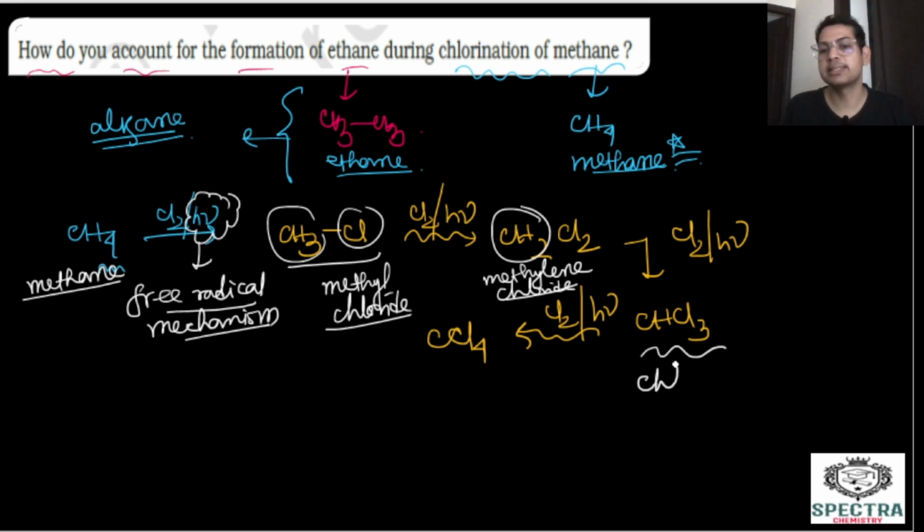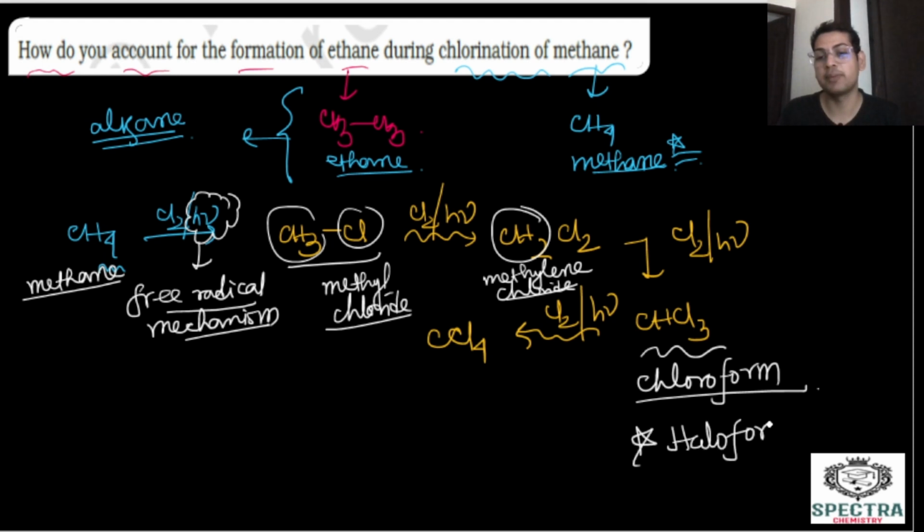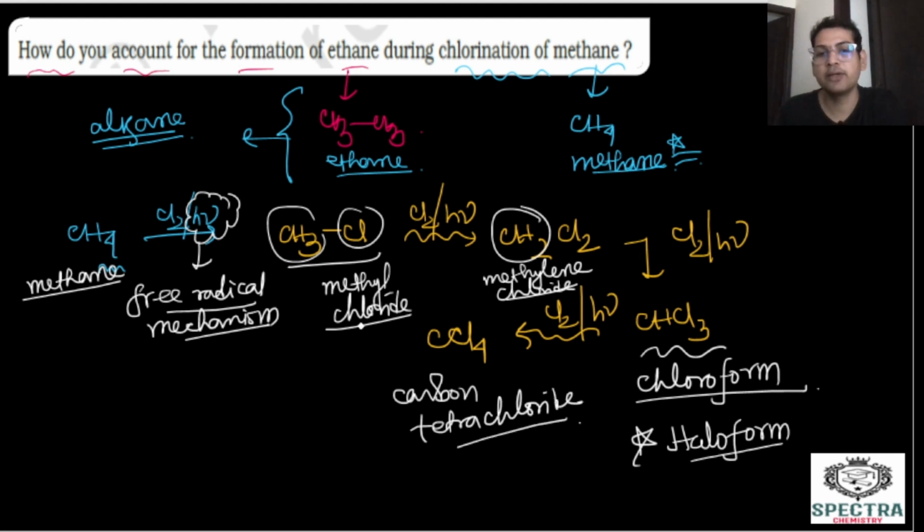CHCl3 is a very important compound, and we will do a lot of reactions about this. It is called chloroform. In class 12, we have to do the haloform reaction, which is very important. And the last one is called carbon tetrachloride. But the question is not about this; this is the introduction I have given.